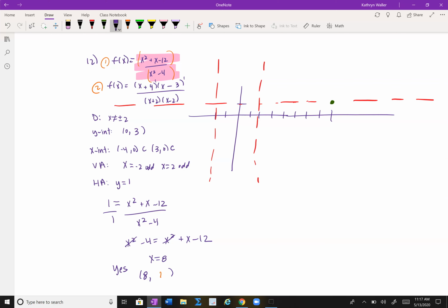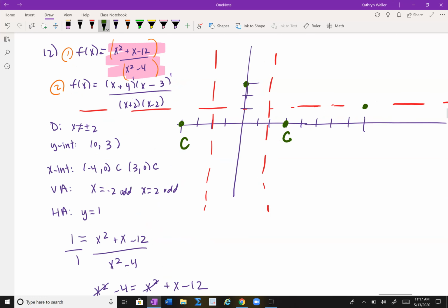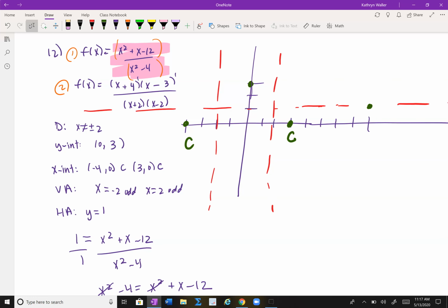So 0, 3 is the y-intercept right there. Okay, x-intercepts are 3, 0, crossing, negative 4, 0, crossing. So I just remembered you guys struggled with this concept on the midterm. This was not a great problem. So let's just make sure you know how to do this.